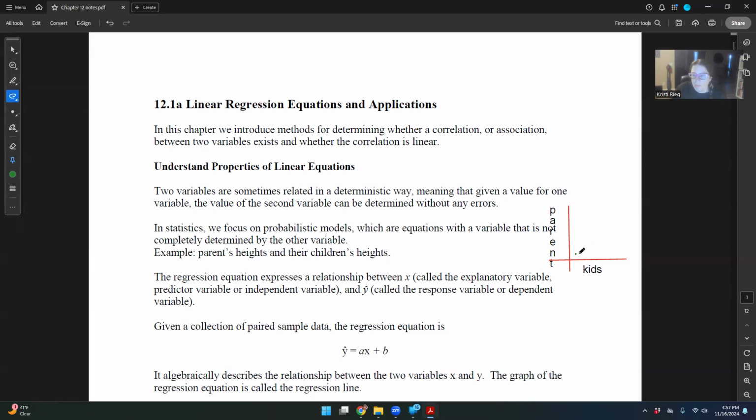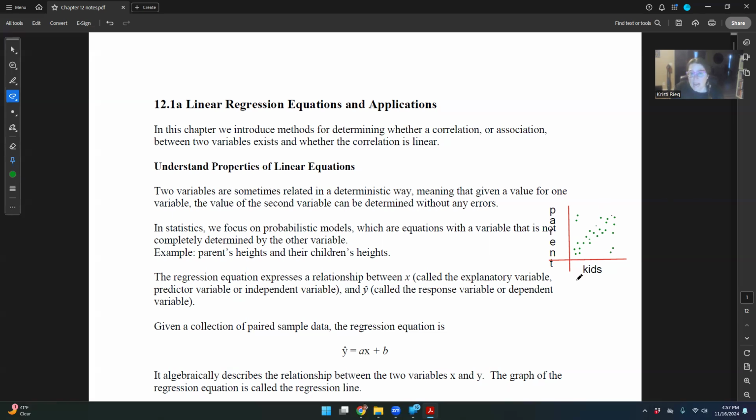We have short kids, and their parents are kind of short. And usually as the parents get taller, which is up, the kids also get taller. And so they kind of form this pattern. It's not exactly a straight line. Statistics is rarely exact. Math is exact, statistics is messy. Also, sometimes you're going to have a kid that's really tall, even though his parents are short. Sometimes you're going to have a kid that's really short, even though their parents are tall. So you see how it's just a mess. It's just everywhere. It's a scatter plot.